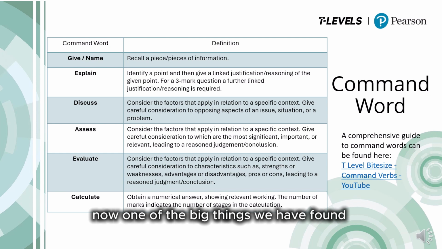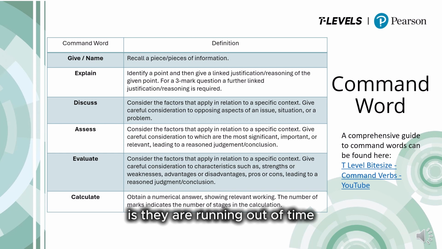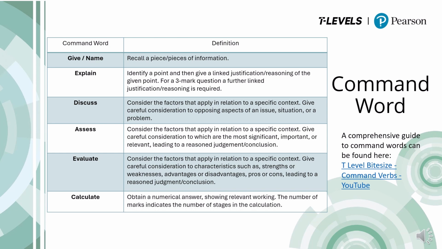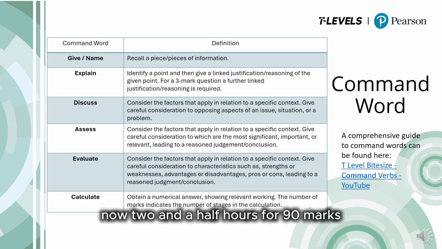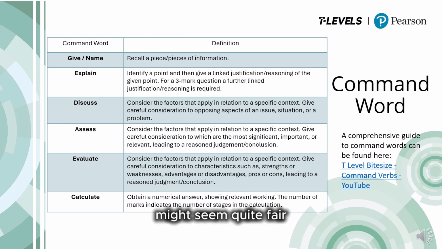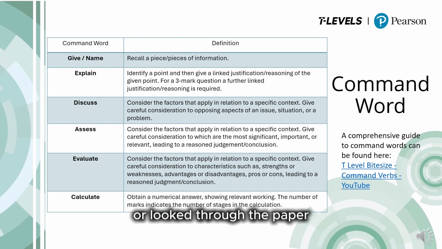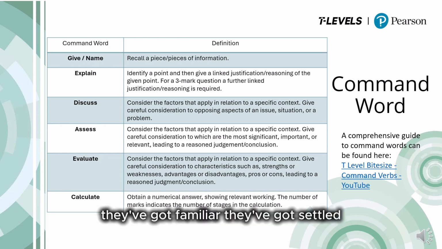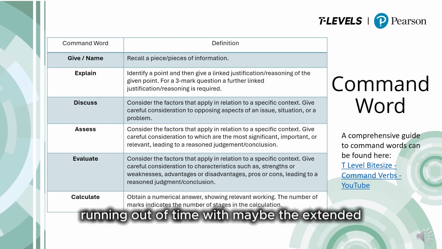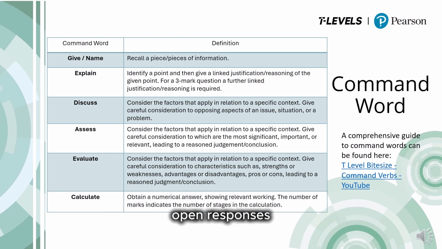Now, one of the big things we have found, before I move on to calculate, is that students are running out of time. 2.5 hours for 90 marks might seem quite fair, but by the time they've read the scenario or looked through the paper, got familiar and got settled, we're finding that they're regularly running out of time with the extended open responses.